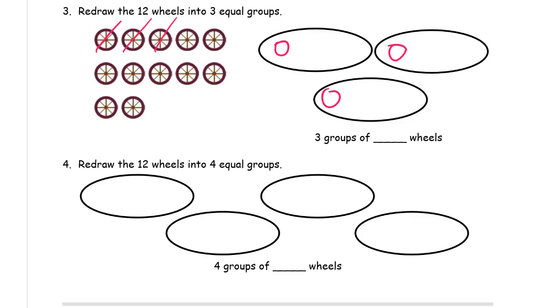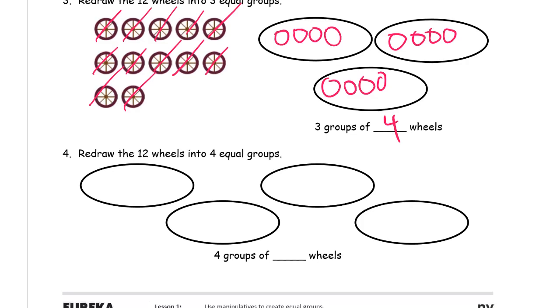But I'm not out of wheels yet, so I'm going to keep going. There's another. And another. And another. Alright, so there's equal groups of two. There's another. And another. Another. Okay, so they're not going to be groups of three. It looks like we've got three left, and we're going to have groups of four. One, two, three. So there's three groups of four wheels in each group.